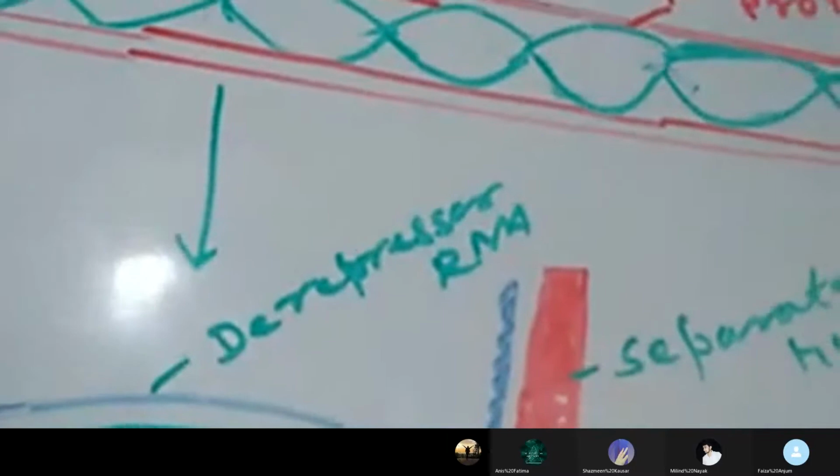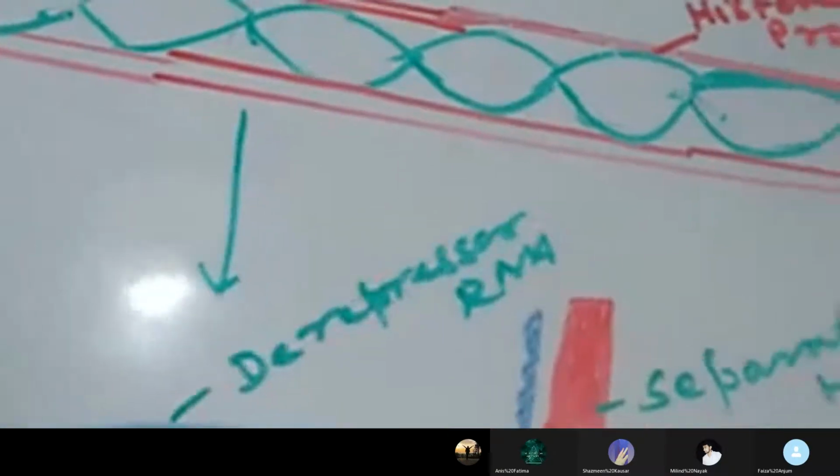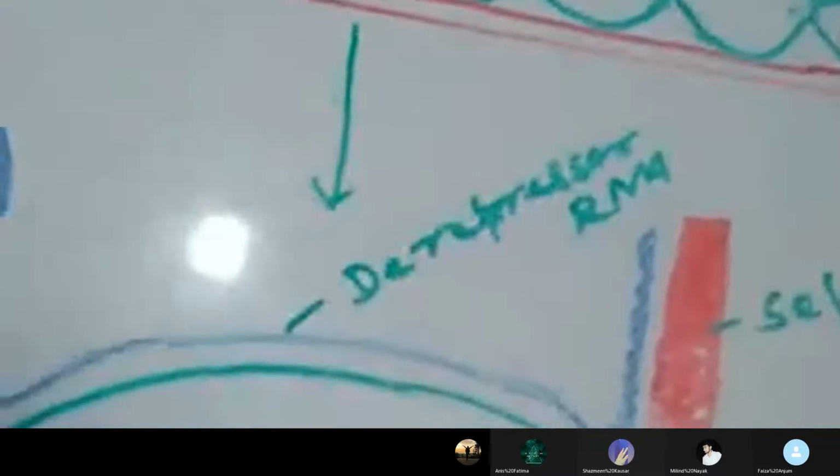And this strand of the DNA runs in the 3-5 direction, and the upper strand runs in the 5-3 direction. What happens? You all know that transcription runs in the 5-3 direction. So this part of the DNA, which runs in the 3-5 direction, will be transcribed to form the hnRNA.